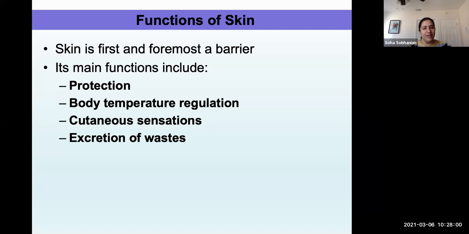Cutaneous sensation basically means your sense of touch, and then there's excretion of waste. When you think about the waste products we have, we're talking about your sweat, where you're releasing extra ions as well as ammonia to the surface of your skin. That acts very similarly to your urinary system by removing some of the waste. The urinary system just does it much more effectively.